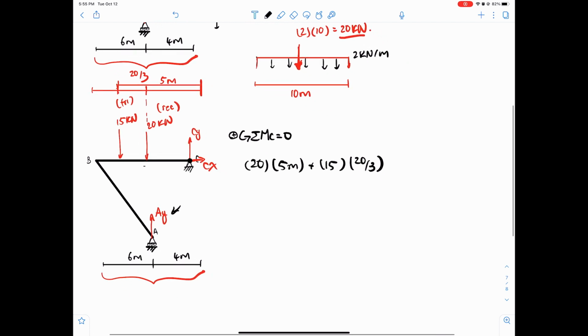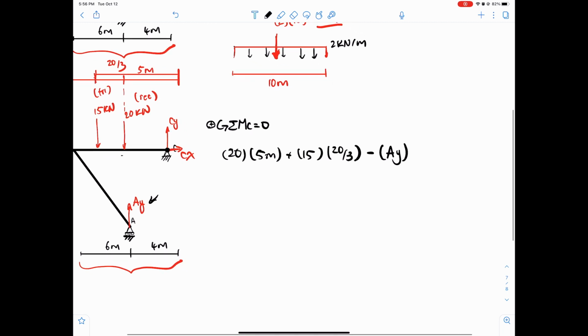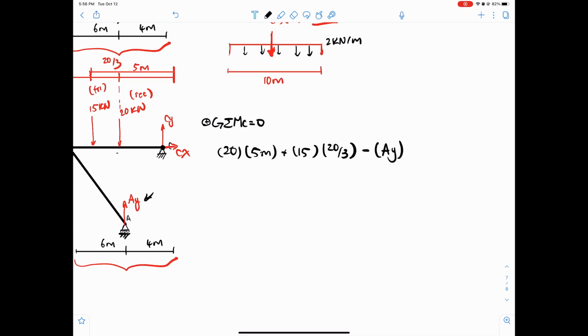And then, finally, we have to account for AY. Now, which way is AY spinning it? It will most likely spin it this way, which is clockwise. So it's negative AY times, now what's the distance to C? That's perpendicular to the force. It's 4 meters, okay? Don't get confused by any diagonals or anything you have to consider like that. Just always remember it is the perpendicular distance to the force which the force is acting on.